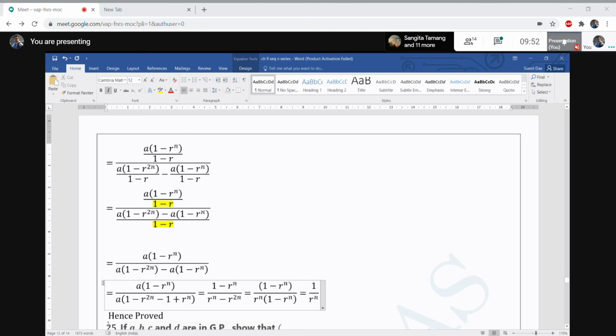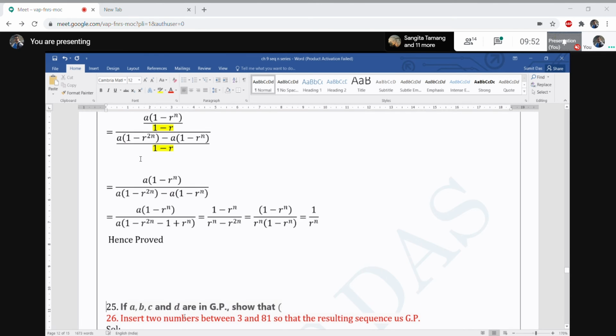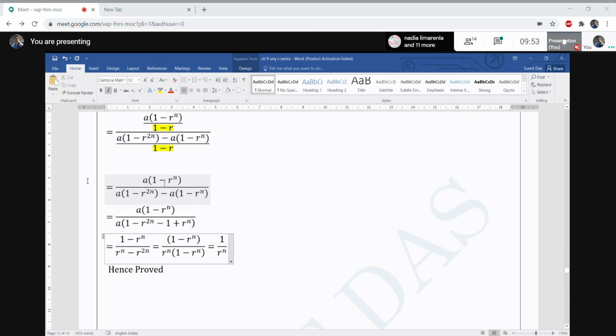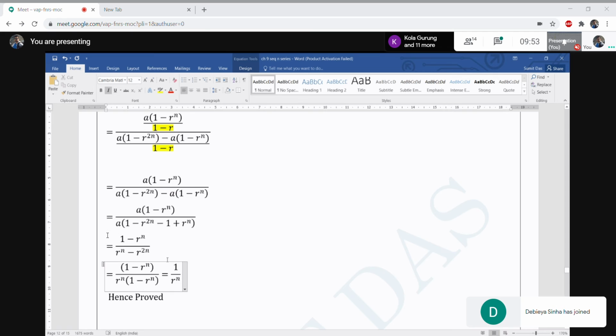From this line I'm taking a common. So what will remain inside the bracket? 1 minus r to the power 2n minus 1 plus r to the power n, because of this minus-plus, then 1 cancels. And you can see a and a also cancel. So what will remain in the numerator? It will be 1 minus r to the power n, and in the denominator r to the power n minus r to the power 2n.